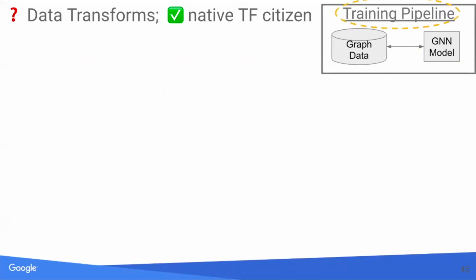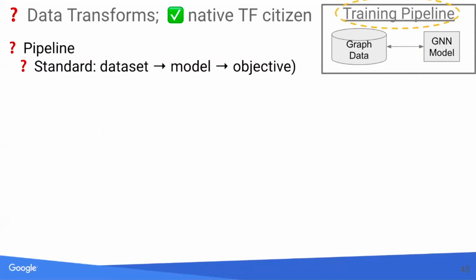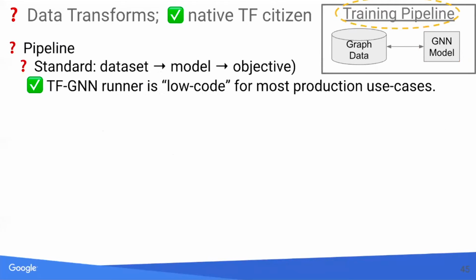The last consideration that you could be thinking about is your training pipeline. How should you train? If you're training in the standard way, if you have a data set, you want to put this data through our model, and then you want to minimize or optimize some objective, then we have this runner, we call the TF-GNN runner. It's low code. You don't have to write much code. And it's a good fit for many of the production use cases.